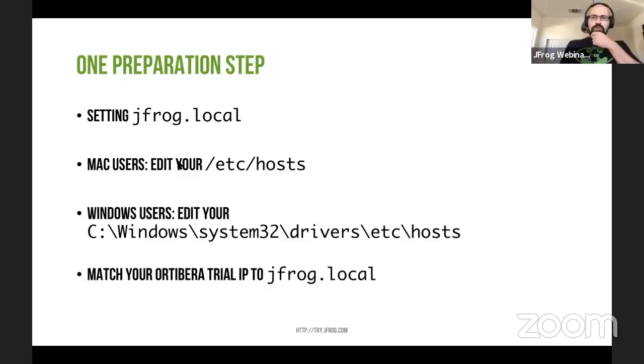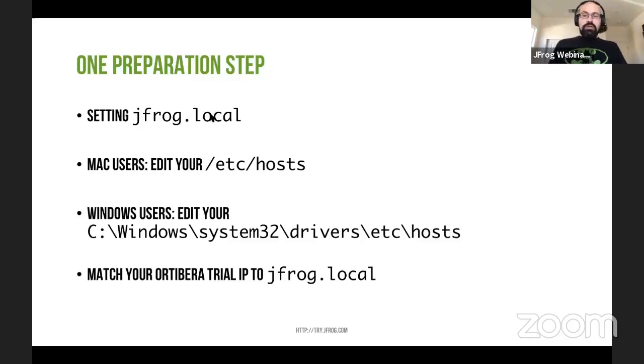What we need to do is to map the IP of our virtual machine on the Google servers, that's our Orbitera trial, to a Jfrog local host. And that's because all of the URLs in Artifactory, X-Ray, and Jenkins are working with this Jfrog local host name, just because the URLs are constantly changed.